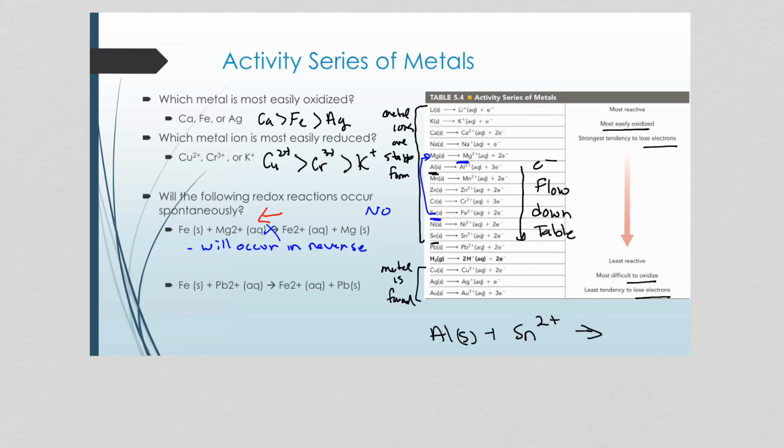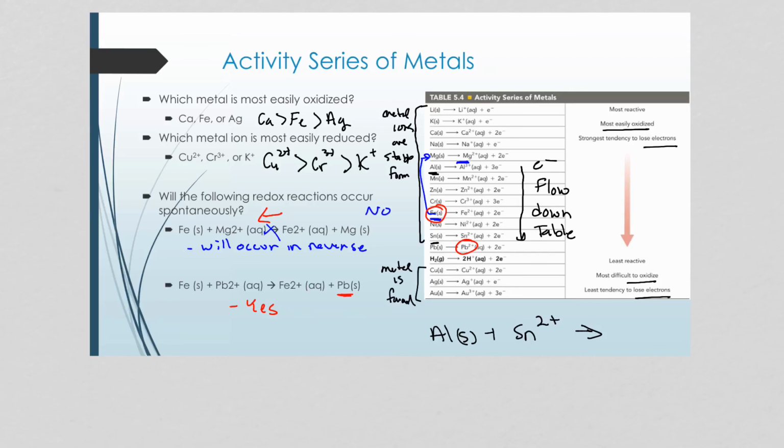So here, again, we have iron metal, and we're trying to give these electrons to lead ions here. So, yes, the ion is below, so iron will indeed give its electrons to lead, and so we could say yes, this is spontaneous, and this reaction would occur.